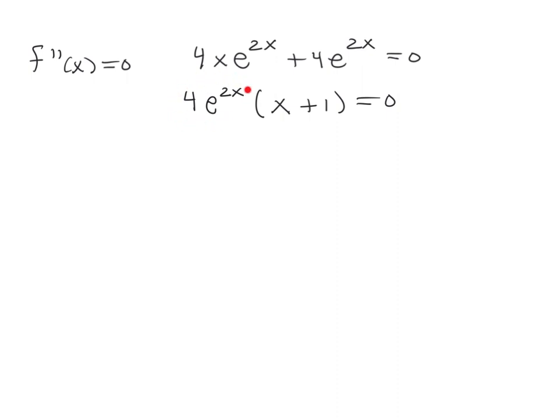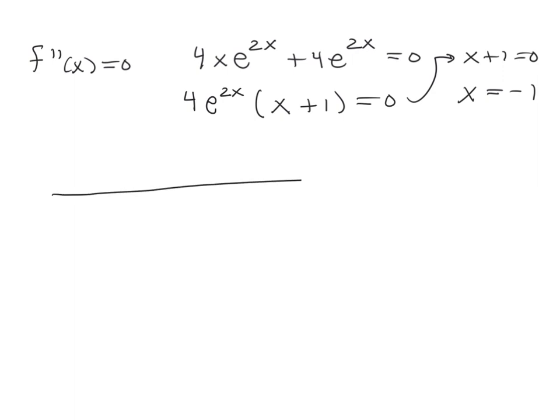This part here is never 0. In fact, it's always positive. So I can figure out where this is 0 by setting this equal to 0. So where is x plus 1 equals 0? That is if x is equal to negative 1. This is a potential location for an inflection point.